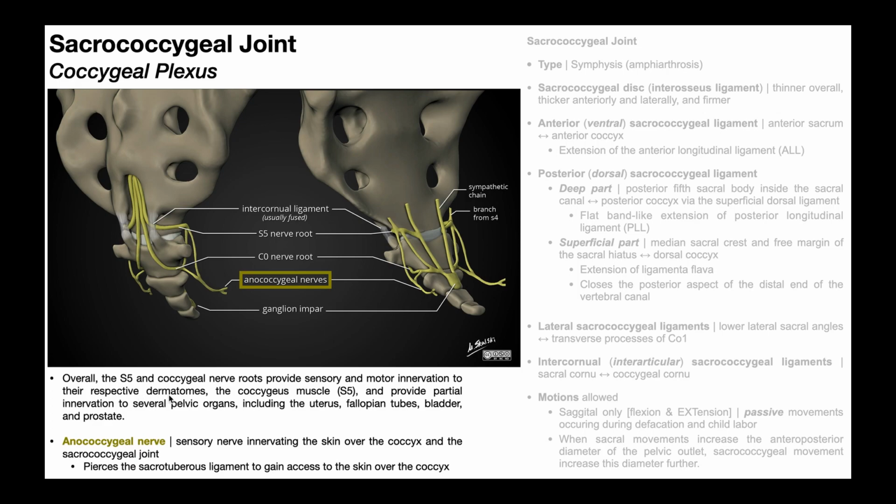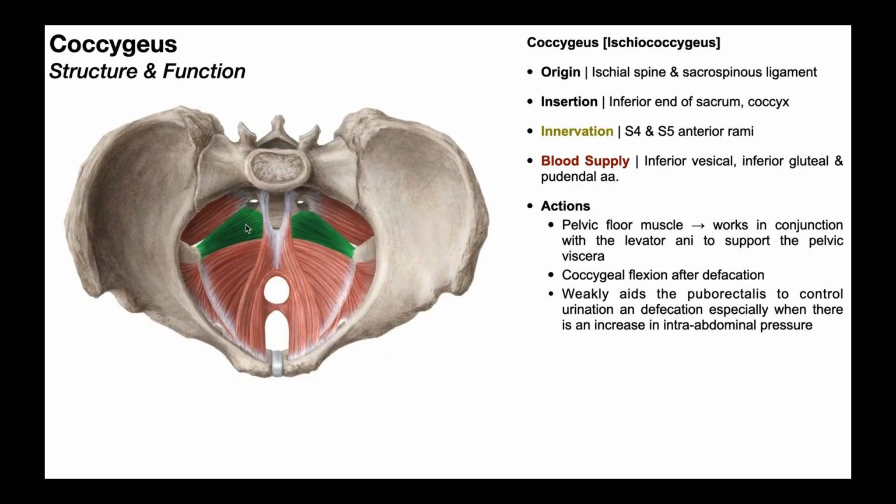Sensory innervation to their respective dermatomes, and then motor innervation to the coccygeus muscle, really just S4 and S5 contribution, none from the coccygeal nerve root. And then also they provide partial innervation to several pelvic organs. Those include the uterus and fallopian tubes in women, the bladder in both men and women, and the prostate in men. Right here in green you see the coccygeus muscle, also called the ischio-coccygeus muscle.